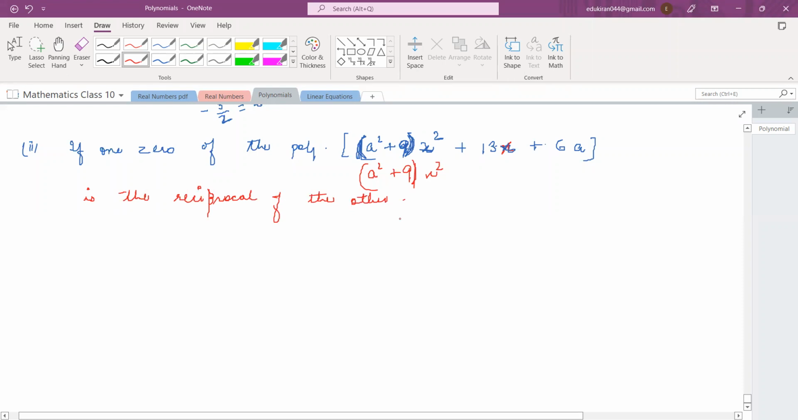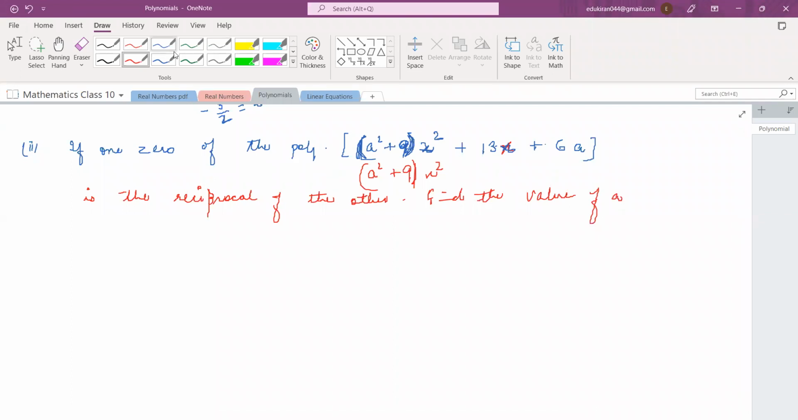Okay. Find the value of a. Again, in this question, you can see there is an unknown. So find the value of a, a similar kind of question. This might be a 2-mark question. Now let us solve it.